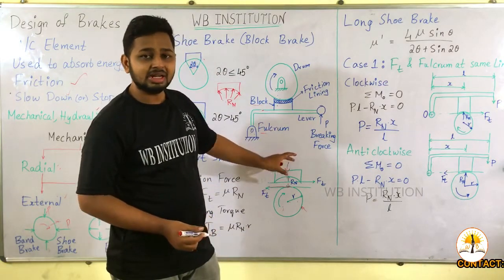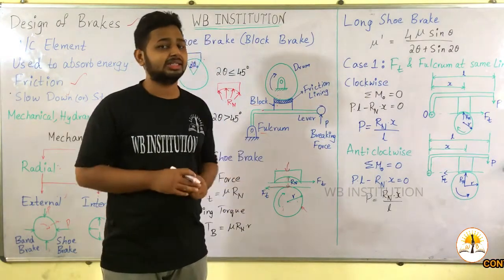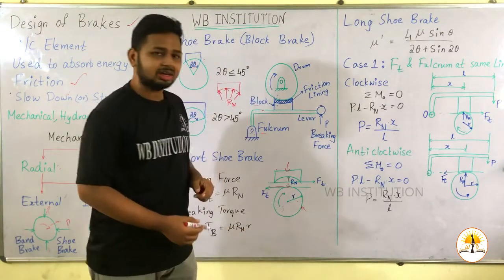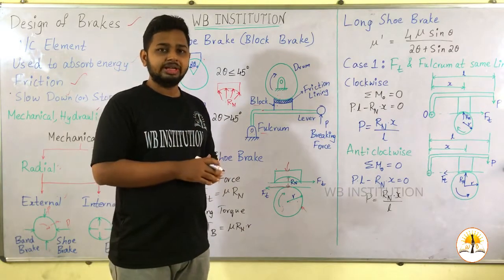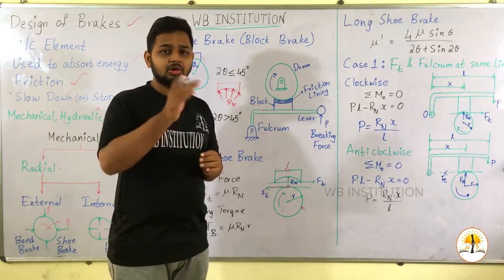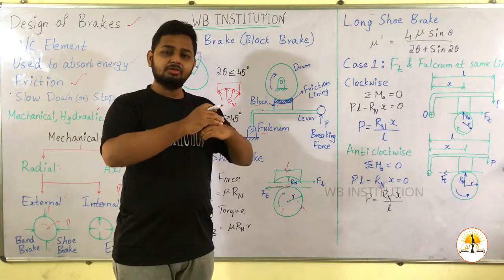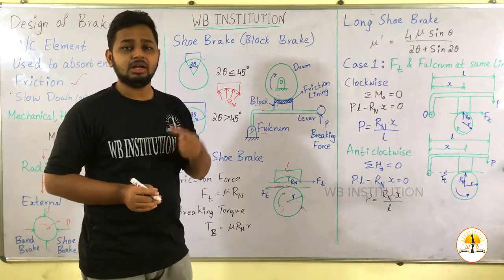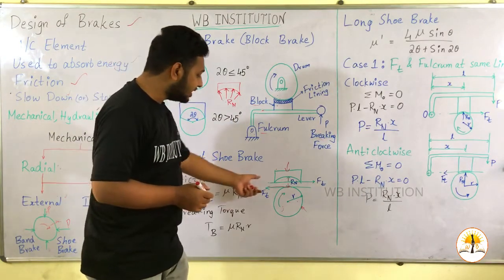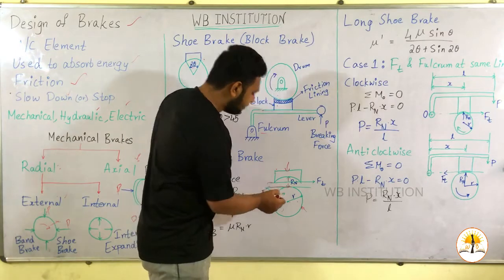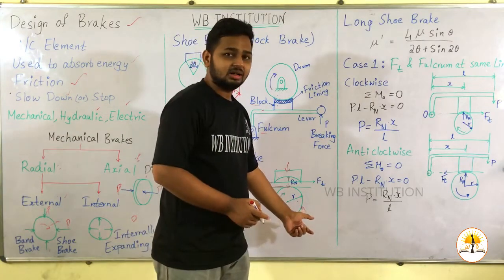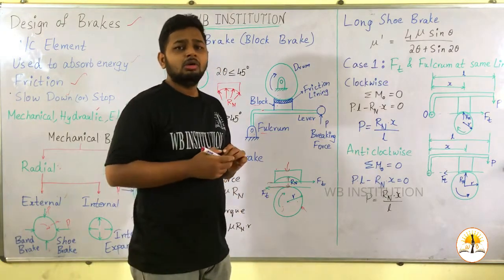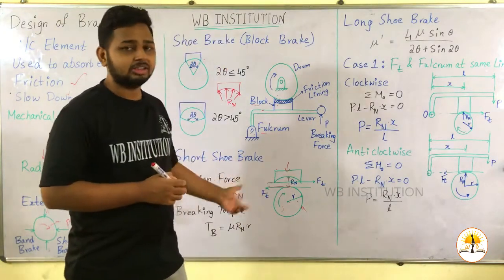Now in this case, in which direction will the frictional force act? Here the drum is rotating in the clockwise direction. In order to stop the drum, we have to act with the force in the same direction. If we act in the opposite direction, then there will be a slip occurring between the shoe and the drum. That's why the direction will be clockwise. The frictional forces which will be acting will be in the clockwise direction. Now what is the difference between long shoe brake and short shoe brake?